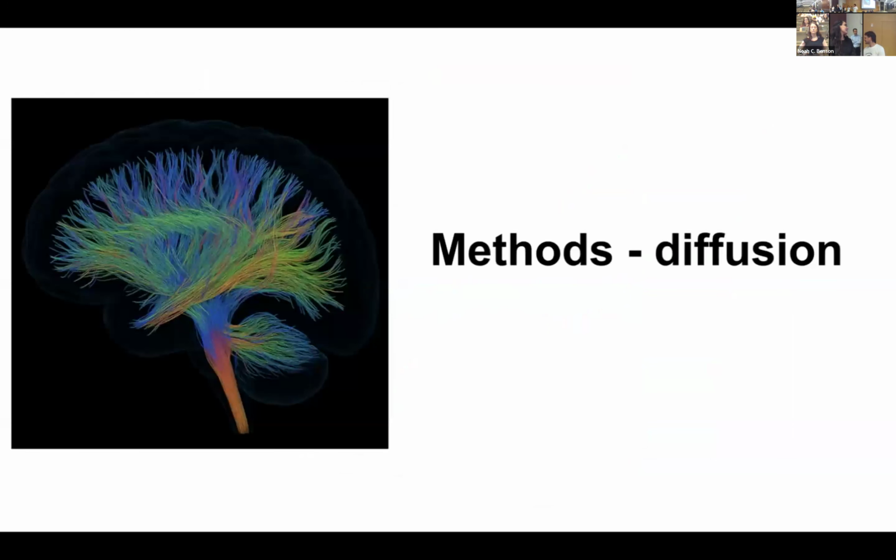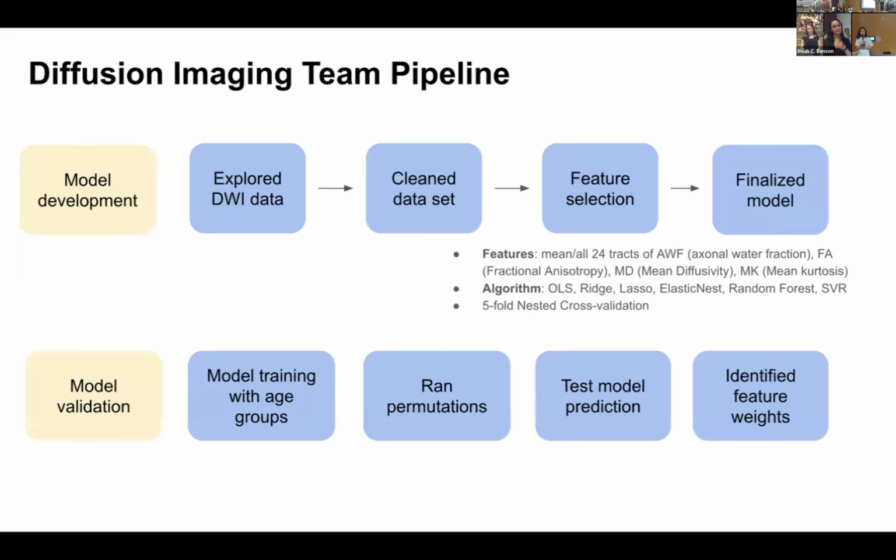So moving on to diffusion data, we knew from the beginning that structural data doesn't really predict the behavior measures, but we still wanted to have some experience with the diffusion data, so that's why we used this. And we took a similar approach as the functional data, but we tried using 4 different diffusion measures from the 24 tracks. And we tried different algorithms such as ridge, lasso, and elastic nets.